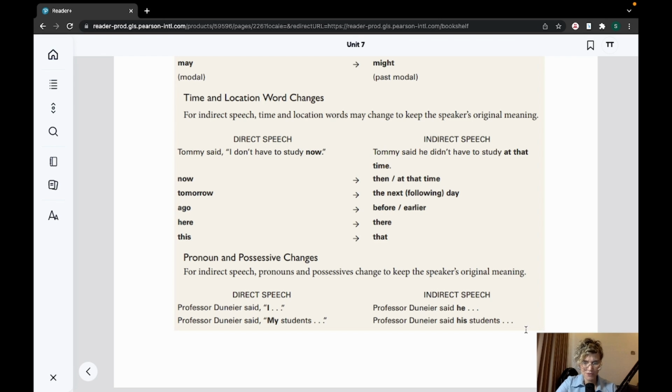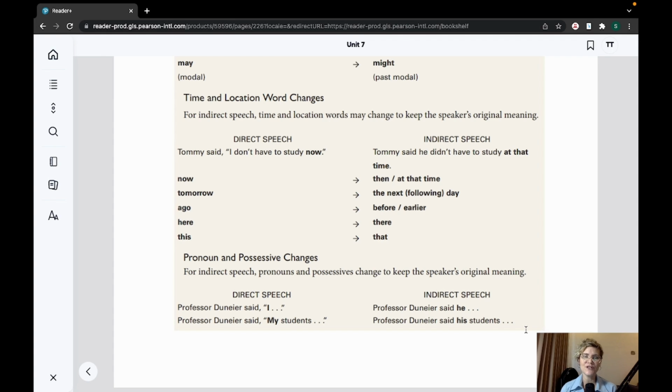Pronoun and possessive changes. For indirect speech, pronouns and possessives change to keep the speaker's original meaning. For instance, Professor Donaire said "I." That becomes Professor Donaire said he. Professor Donaire said "my students." Professor Donaire said his students.